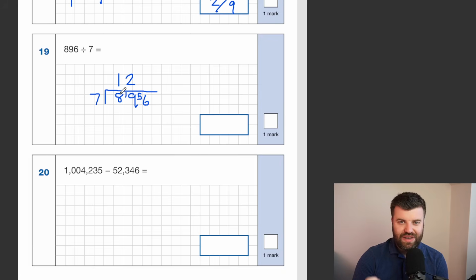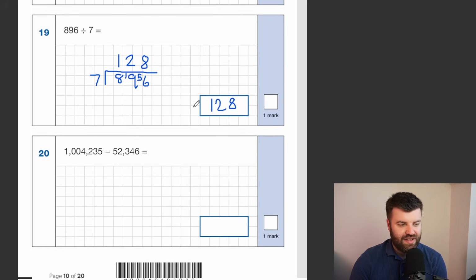And now, if I know my times tables, again, look, it's testing. 7 times 8 is 56. It's come up multiple times because it's the trickiest times table. 7 times 8 is exactly 56. So we have 128 as the answer there.